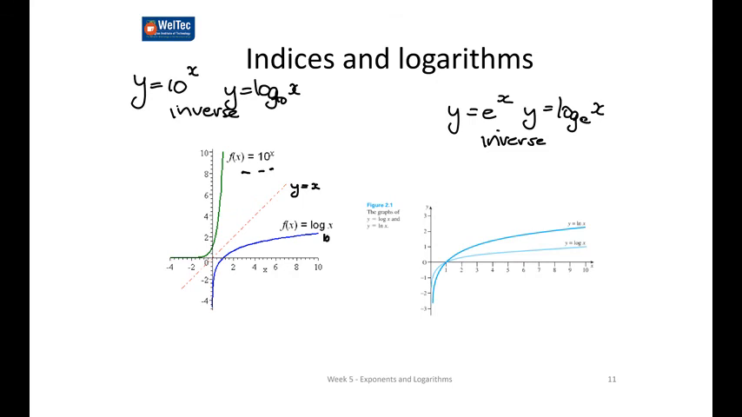Now look over here, this is log to the base e of x, and remember that e is equal to 2.71 something or other, and this one is log to the base 10 of x. So the smaller the base number, the more up the curve goes. So the shallower it is, the bigger the number.